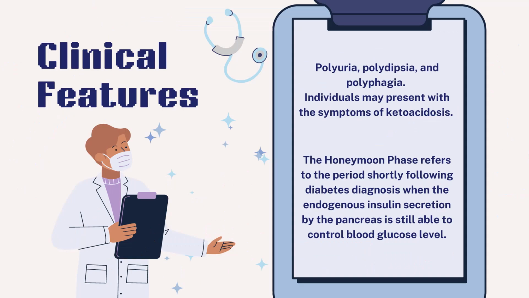Clinical features. The typical manifestations are polyuria, which is excessive urination, polydipsia, which means excessive thirst, and polyphagia, which is excessive eating. Individuals may present with the symptoms of ketoacidosis. The honeymoon phase refers to the period shortly following diabetes diagnosis when the endogenous insulin secretion by the pancreas is still able to control blood glucose level.